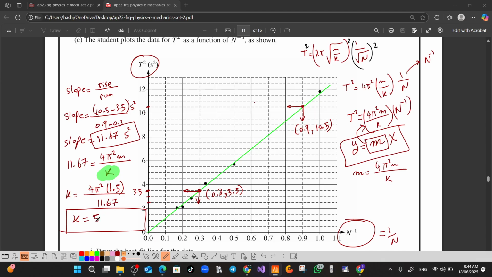The answer must be 5.07 Newton per meter. This is the SI unit of k. Neat. What next?